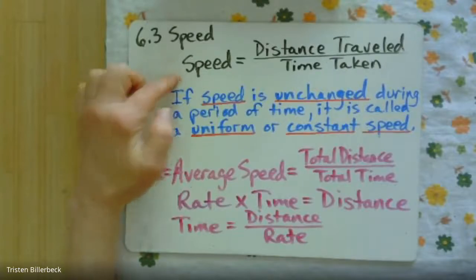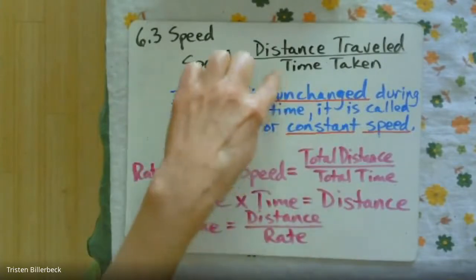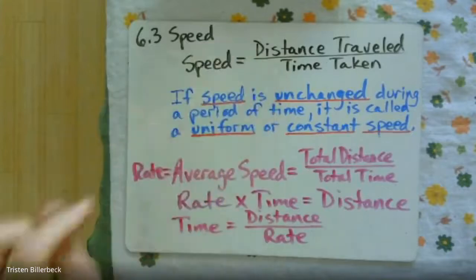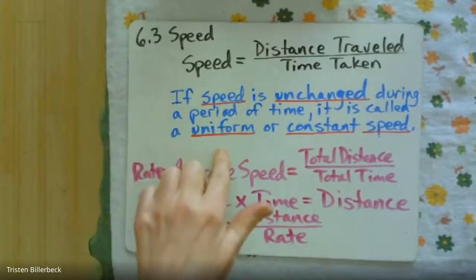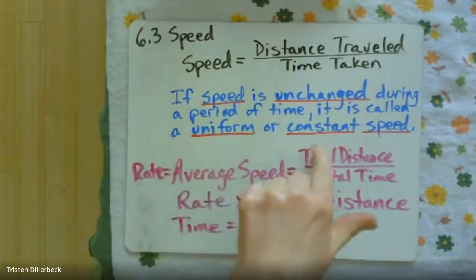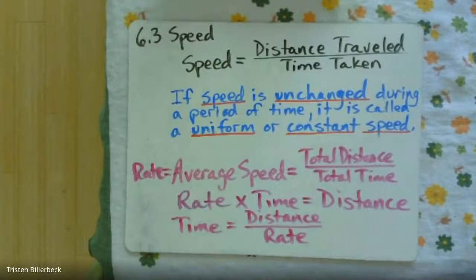Speed is the distance traveled over time taken. If speed is unchanged during a period of time, it is called uniform or constant speed.